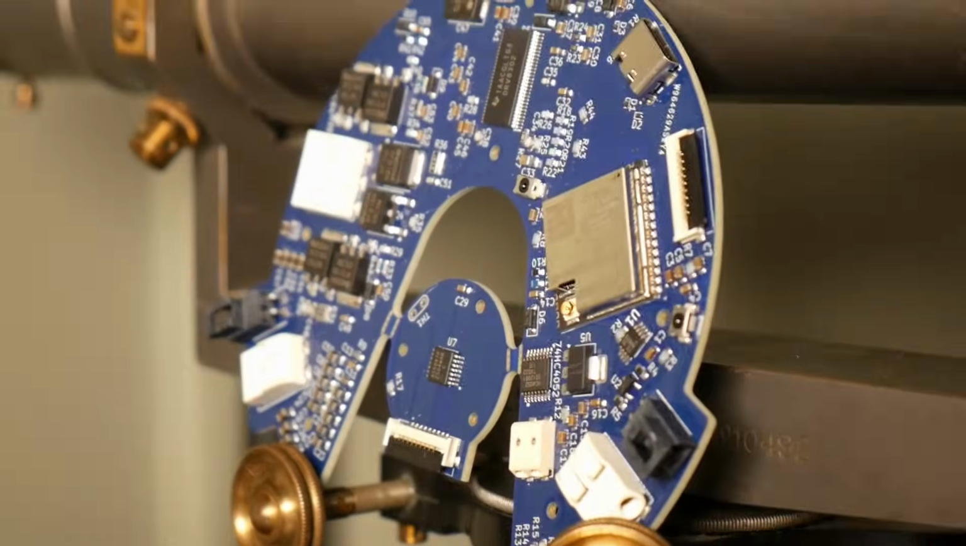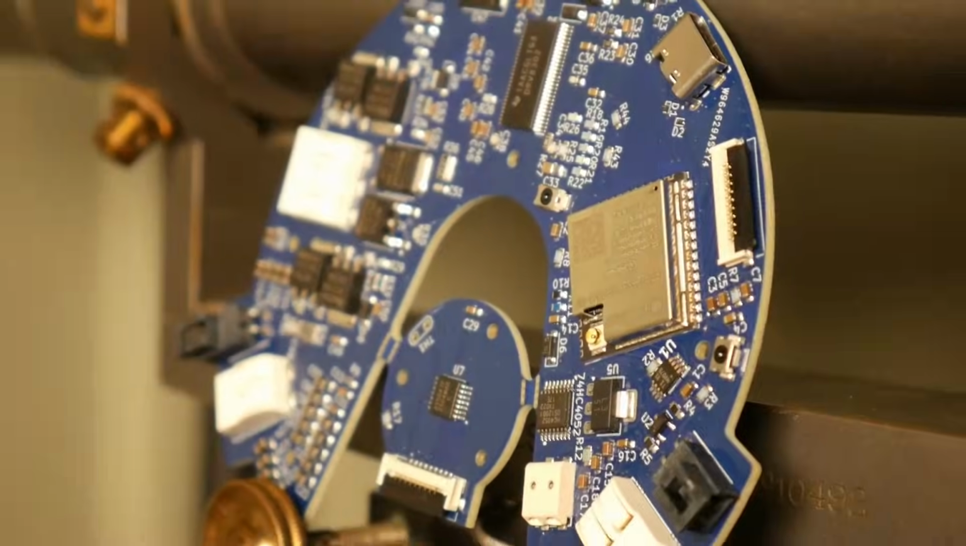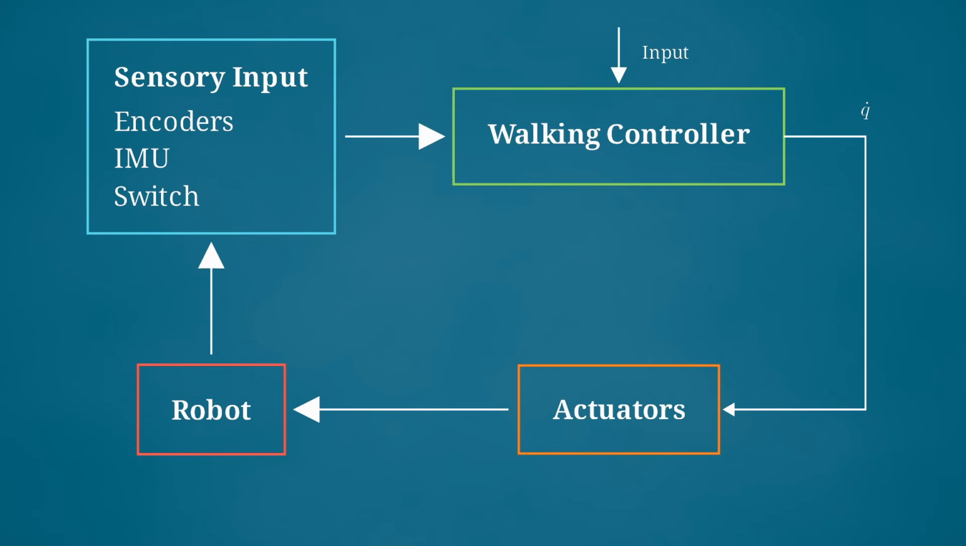These motor drivers are responsible for following the velocity commands and allowing the robot to move. And this is essentially a walking control loop that runs a few hundred times a second.